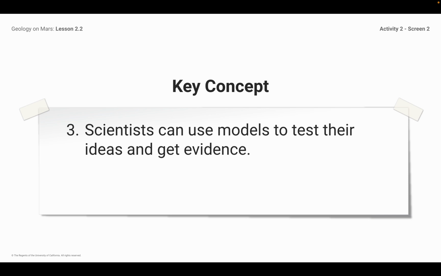So this is key concept number 3. I'm going to have you add this to your notes. Remember, you're going to write KC3 on the left side and then kind of a little cloud around KC3. And then the actual key concept is scientists can use models to test their ideas and get evidence.